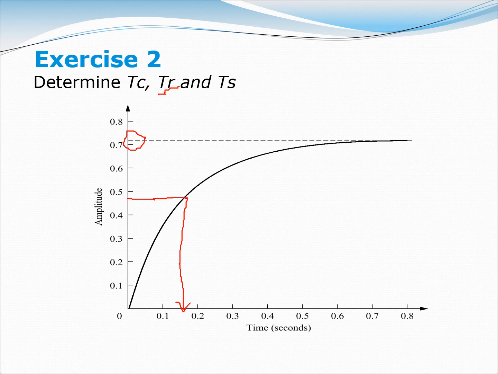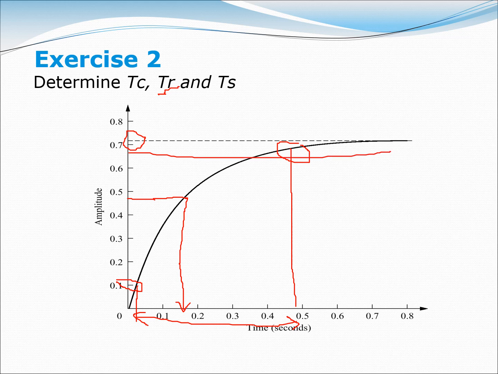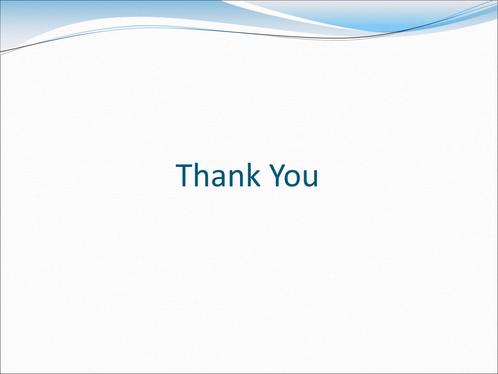Next, for Tr, if you go by the definition of 10% to 90%, you can estimate the Tr. This is just a rough estimation. The same goes for Ts. If you understand the definition of Ts, which is 2% from the final value, then you can find the Ts. So I think that's all for the first order system lecture. Thank you very much.